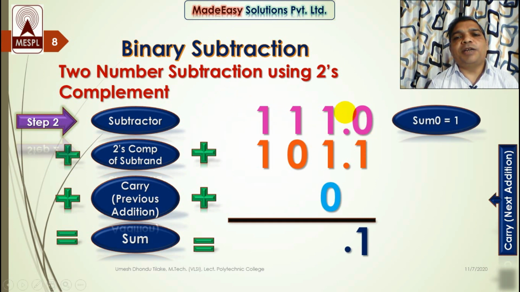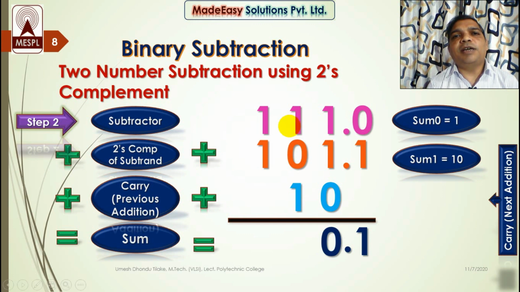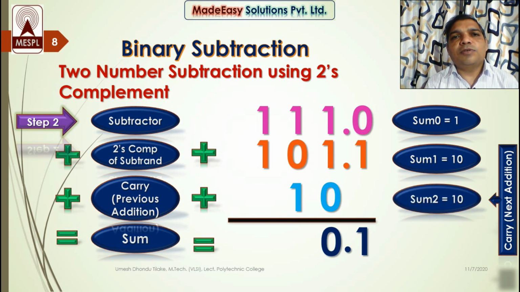Now perform next bit addition, that is add 1, 1 and 0. I will get the result 1 0. I will put the sum over here. 1 will be the carry for next bit addition. Now perform next bit addition, that is 1 add with 0 along with 1. So I'll get the result 1 0. So 0 will be the sum and 1 will be the carry for next bit addition.